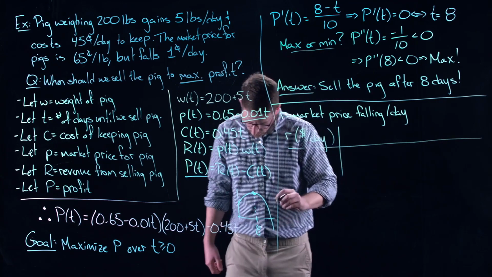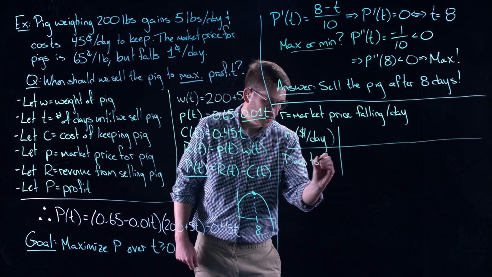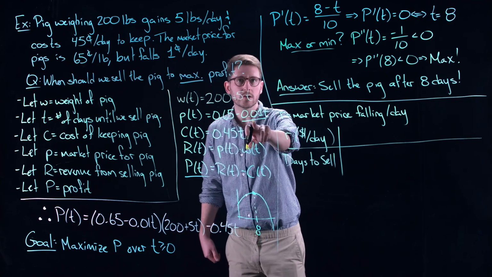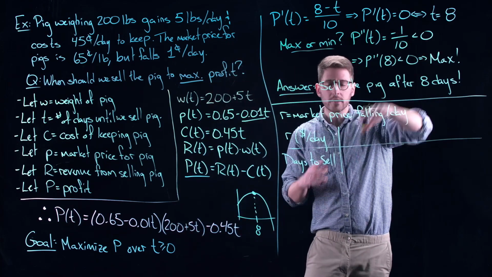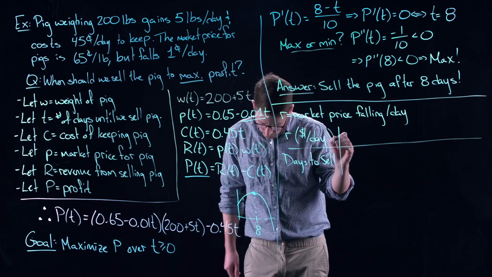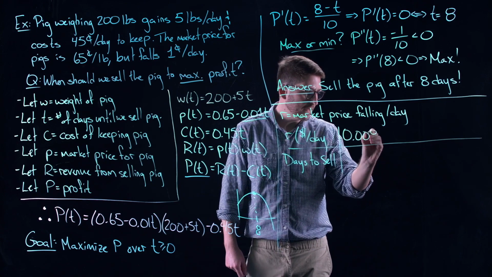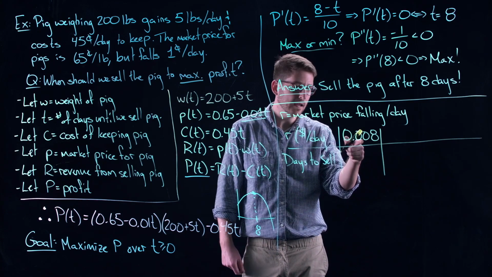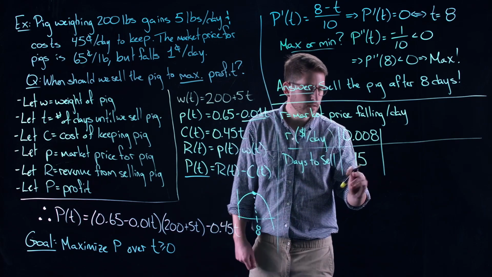So here is what I have. I'm going to give you the value of R. If I change it in here, I'm going to go through all the computations for you and tell you when you should sell the pig. Okay, so if it falls by 0.008 dollars per day, so less than a cent per day, 0.8 of a cent every day, you should sell it in 15 days.